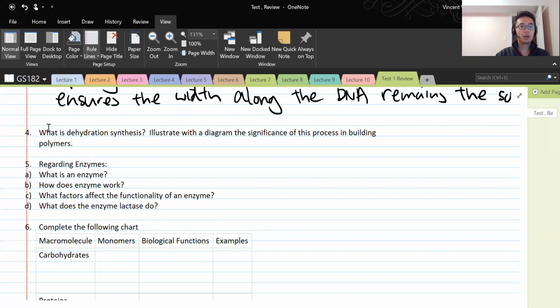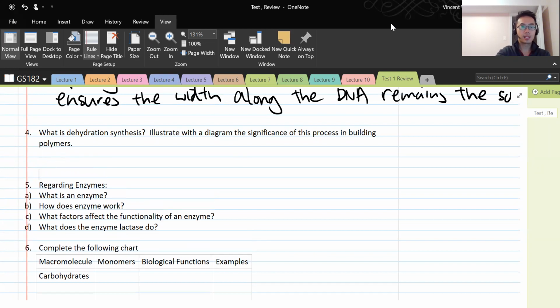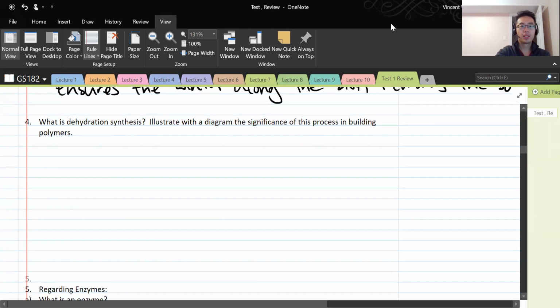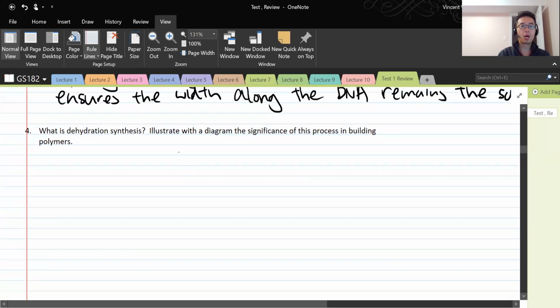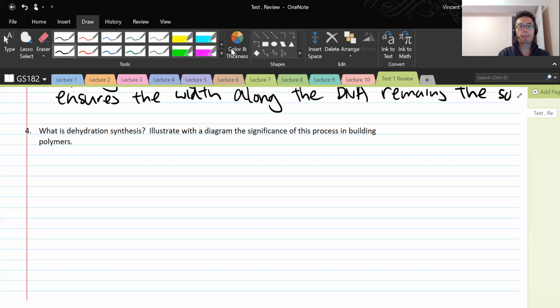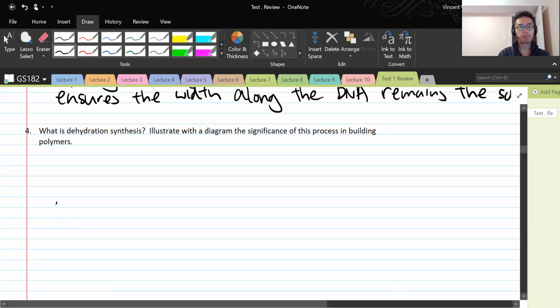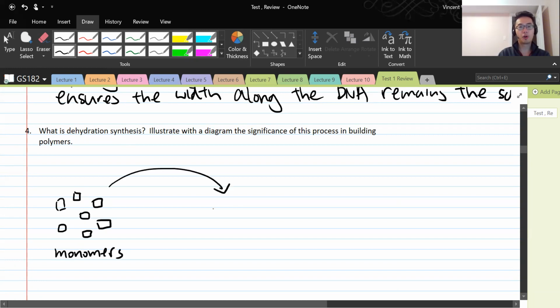Okay, number 4. What is dehydration synthesis? Illustrate with a diagram the significance of this process in building a polymer. You probably remember polymers and monomers. So these are monomers, little building blocks, and we can put them together to form long chains of polymers, right? So from monomers to polymers, we are going to do the dehydration synthesis.